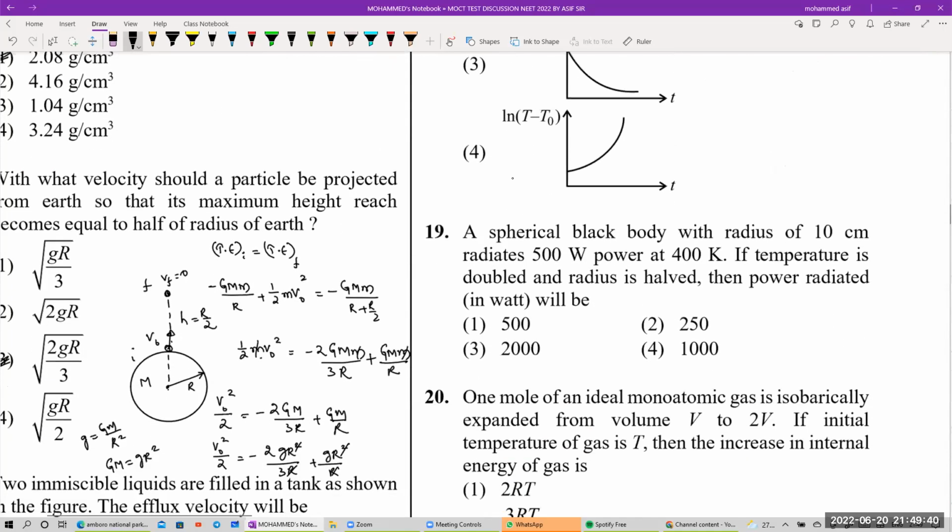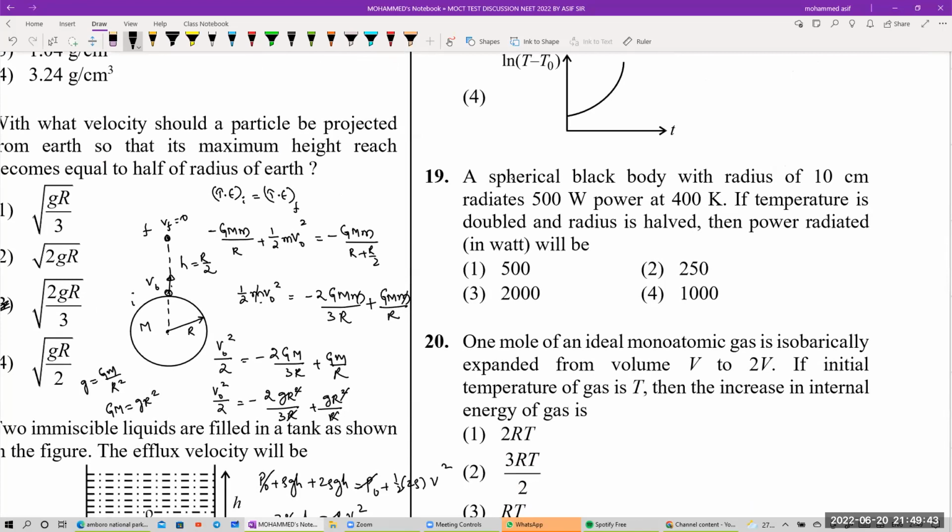Direct question है. Question number 19. A spherical black body with radius of 10 centimeter radiates 500 watt power at 400 Kelvin. If temperature is doubled and radius is half, then power radiated will be equal to how much? Stefan's law का relation है बेटा. Energy is directly proportional to area and T power 4. Isn't it? So area I can write as what beta? Pi into r square. So it will be r square T power of 4. So I can write the energy E2 by E1 will be equal to R2 by R1 ka whole square into T2 divided by T1 to the power of 4.